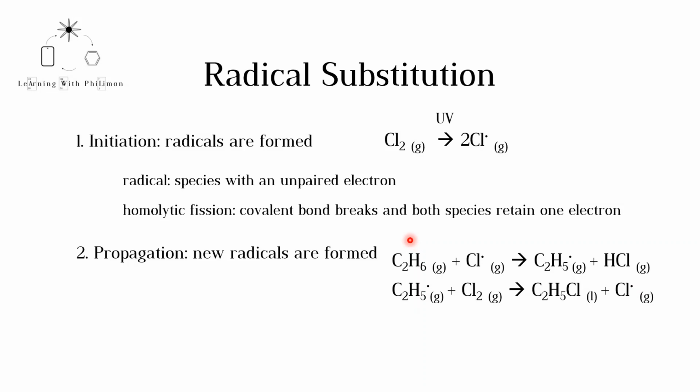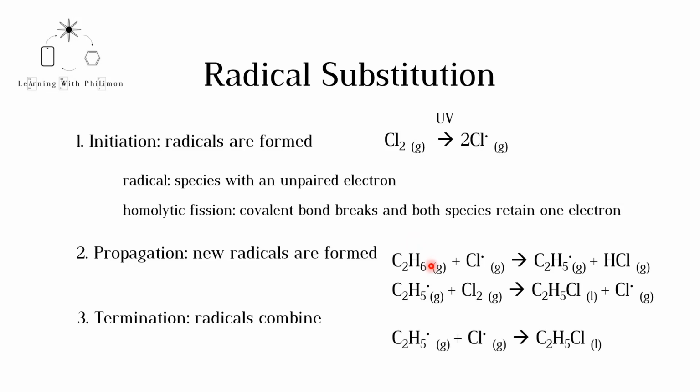The final step is called termination. In this step, radicals combine. There are multiple reactions possible. A C2H5 radical may react with a chlorine radical to form chloroethane. However, two C2H5 radicals may also react to form butane, C4H10.